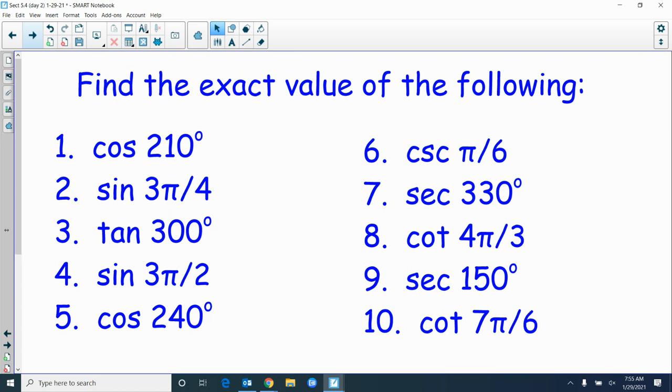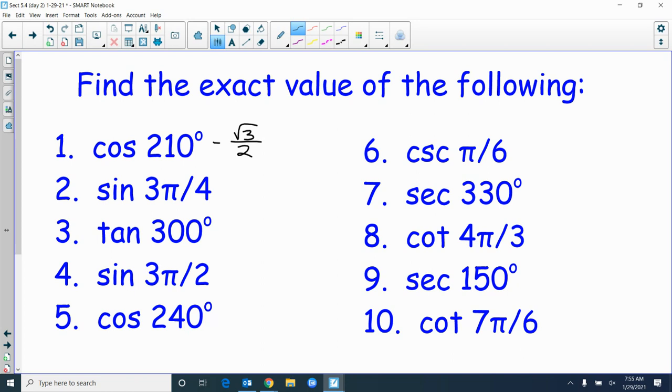Cosine 210. Caitlin, what you got? Negative square root of 3 over 2. All right. If you disagree, I'm going to count on you to help me out here. Now, the cosine and the sine you can usually double check, but with some of the others you have to make sure you're on your toes.